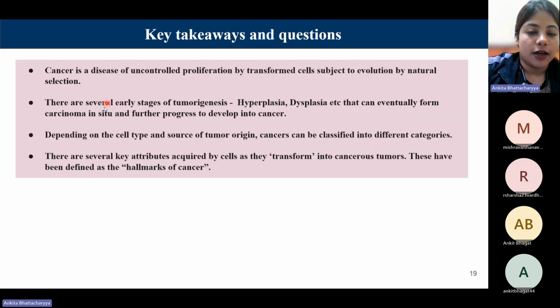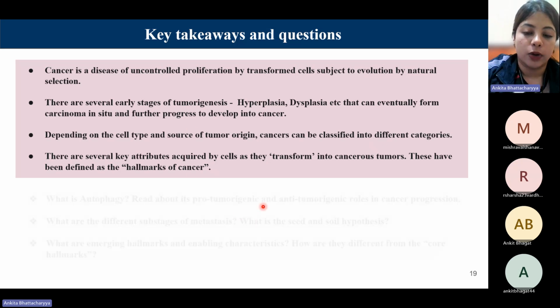Finally, key takeaways from today's class. Cancer is a disease of uncontrolled proliferation by transformed cells subject to evolution by natural selection. There are several early stages of tumorigenesis, hyperplasia, dysplasia, etc., which eventually form carcinoma in situ and further progress to develop into cancer. Depending on the cell type and source of tumor origin, cancers can be classified into different categories. There are several key attributes acquired by cells as they transform into cancerous tumors, which are defined as the hallmarks of cancer.